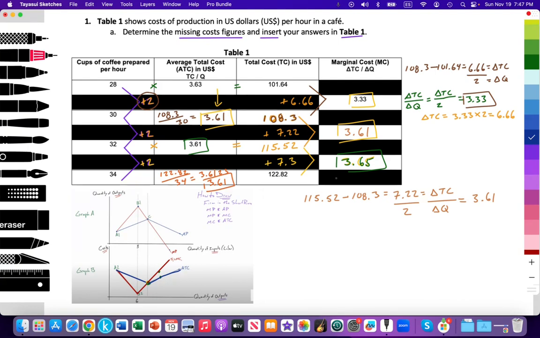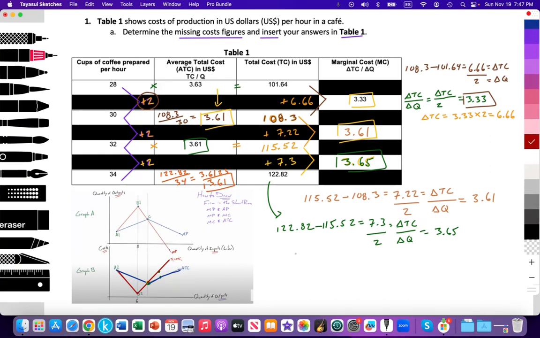Okay, so there we have successfully plugged in those numbers. And again, for this question here, I can show a little bit of my workings if it's not clear. 122.82 minus 115.52 equals 7.3. All right, and that's going to be equal to the change in the total cost divided by the change in the quantity, and that's a value of 2. So 7.3 divided by 2 is 3.65, which is what we have here.